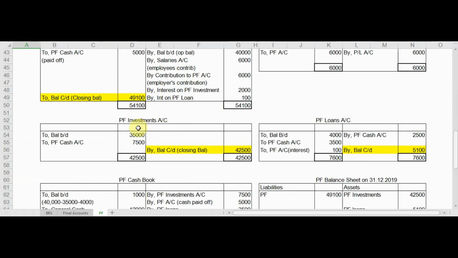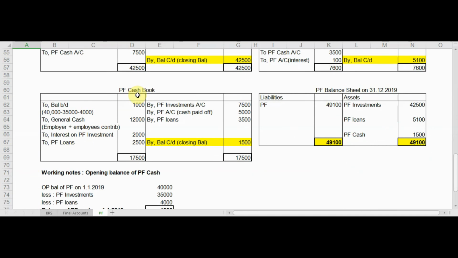Next, PF investments. Opening balance was 35,000. New investment is 7,500. Total is 42,500. So the closing balance is 42,500. Next is PF loans. Opening balance 4,000. New PF loans given 3,500, and PF interest 100. Total 7,600, and rupees 2,500 was received as repayment of loan. So 7,600 minus 2,500 equals 5,100. This is the closing balance of PF loans.